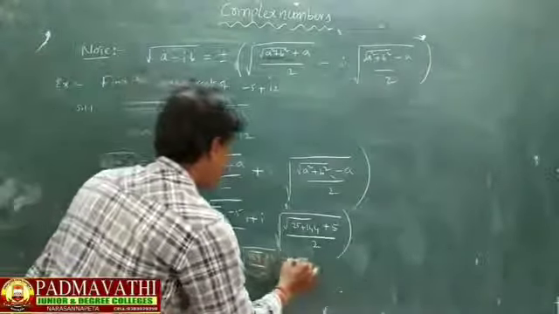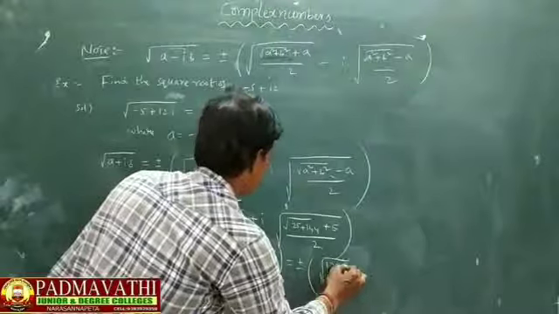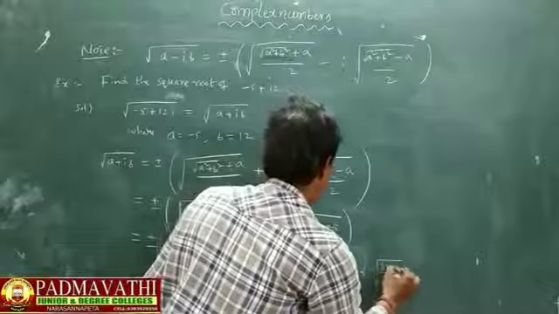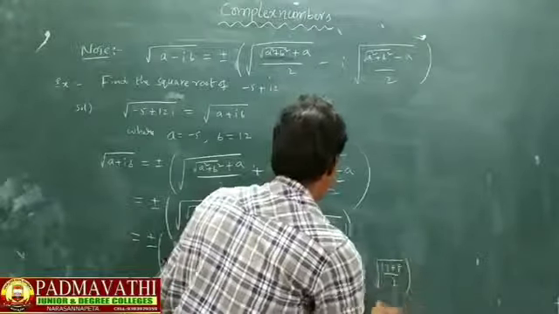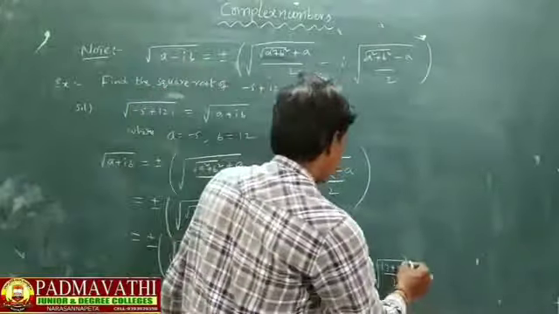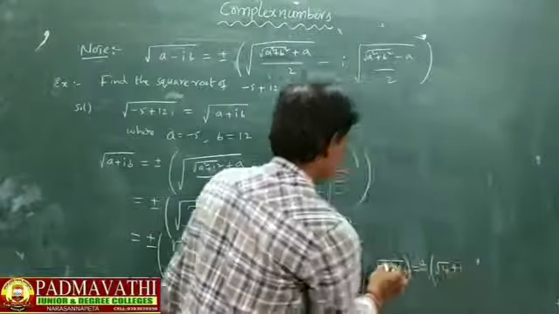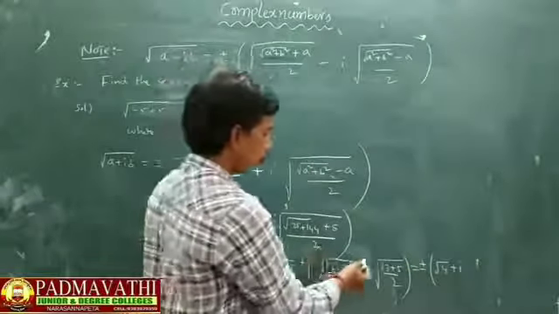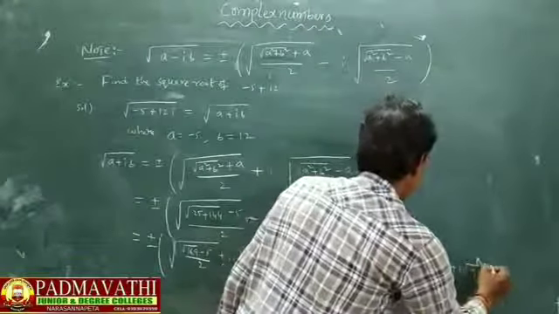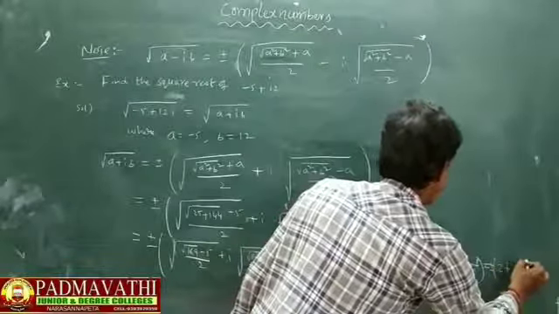13. Plus or minus square root of 13 minus 5 by 2, plus i square root of 13 plus 5 by 2. 13 minus 5 is 8, 8 by 2 is 4, so root 4, plus or minus root 4 plus i. 13 plus 5 is 18, 18 by 2 is 9, root 9. So that equals plus or minus 2 plus 3i, that is the square root of.